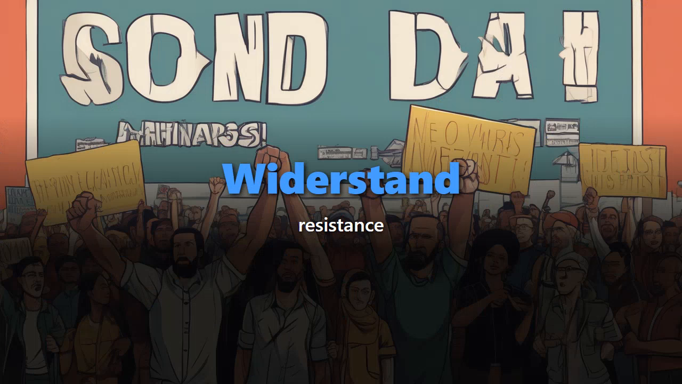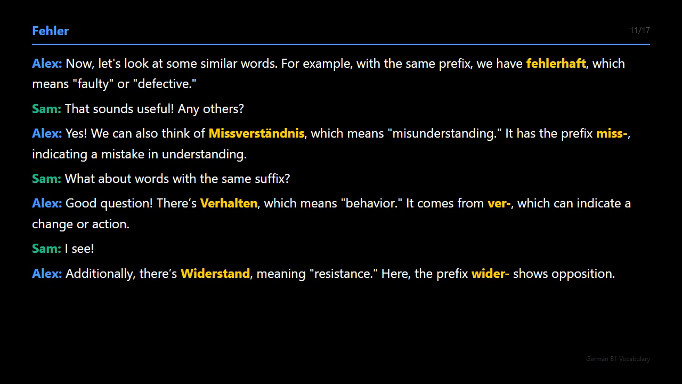Now, let's look at some similar words. For example, with the same prefix, we have Fehlerhaft, which means faulty or defective. That sounds useful. Any others? Yes. We can also think of Missverständnis, which means misunderstanding. It has the prefix Miss, indicating a mistake in understanding.